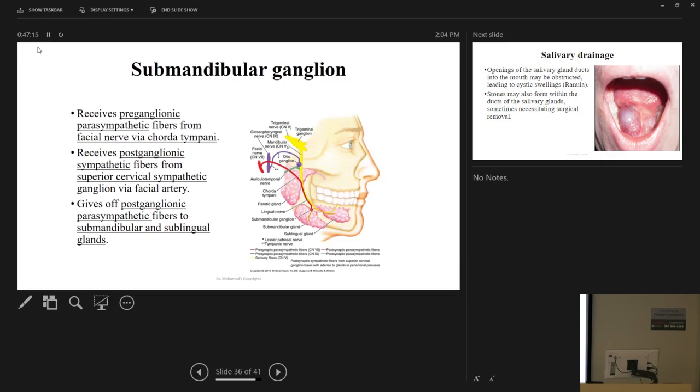Somebody should ask me this question. Now I'm focusing on the parasympathetic, which is secretomotor, which is going to let those submandibular and sublingual salivary glands secrete the saliva, right? Now, what is the role of this here? Because this ganglion is going to receive also postganglionic sympathetic fibers from the superior cervical sympathetic ganglion via the facial artery. So this ganglion is going to receive, beside the parasympathetic, sympathetic as well, right?